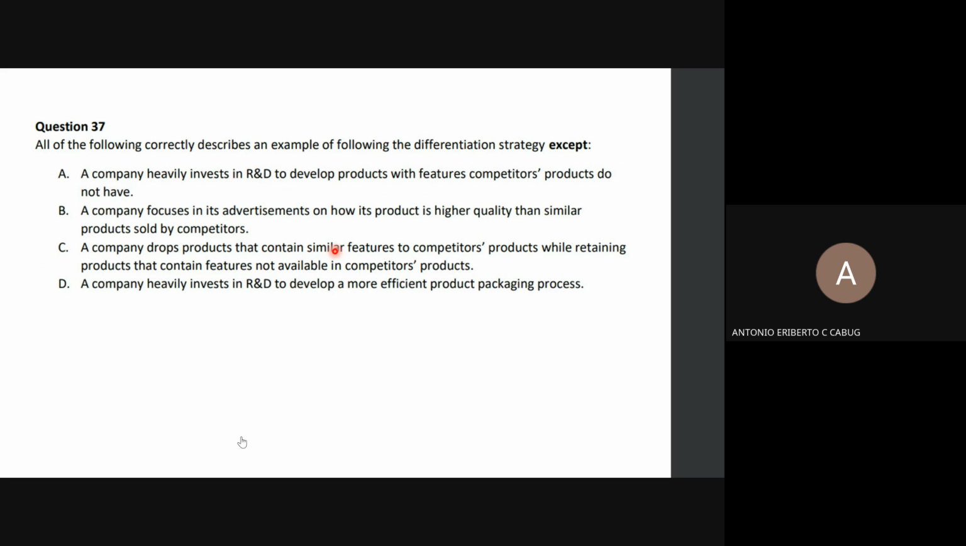All of the following correctly describe an example of a differentiation strategy, except letter D. Developing a more efficient production packaging process is something that a low cost leader would do. A, B, and C are all differentiation actions. Features that competitor products do not have, higher quality than similar products of the competitors, dropping similar features of the competitors while retaining products that contain features not available in competitors' products. So you would drop whichever is similar and only continue those that are different from the competitors. A, B, and C are differentiation strategies, but letter D is something that a cost leader would do. How about this one?